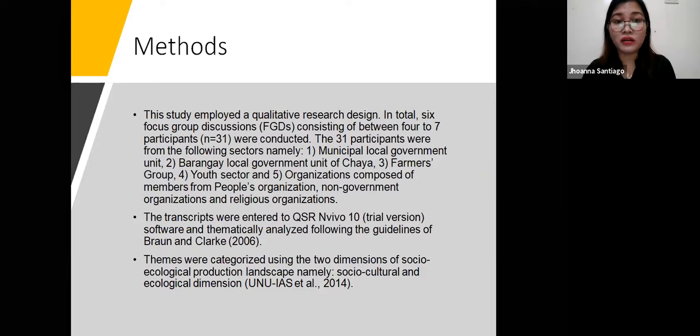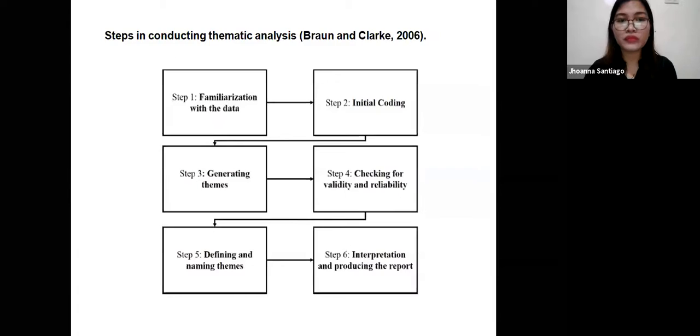So all in all, we had 31 participants from the different sectors, and all of the discussions were recorded and transcripts were entered into QSR NVivo trial version, and thematically analyzed following the guidelines of Braun and Clarke 2006. So the themes were categorized using the two dimensions of socio-ecological production landscape, namely socio-cultural and ecological dimensions. So I'm sharing with you the steps in conducting thematic analysis by Braun and Clarke. The first step that I did is the familiarization with the data, the initial coding, generating themes, checking for validity and reliability, defining and naming themes, and lastly, the interpretation and producing the report.